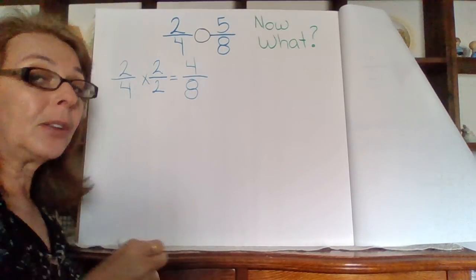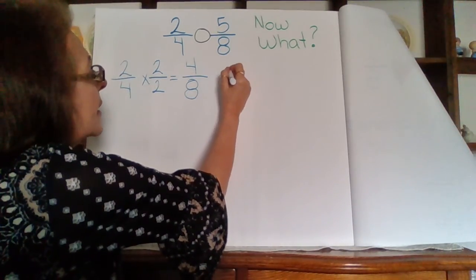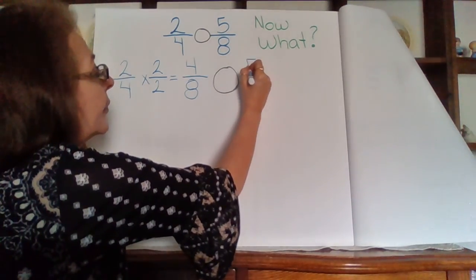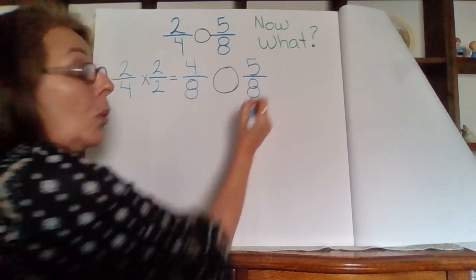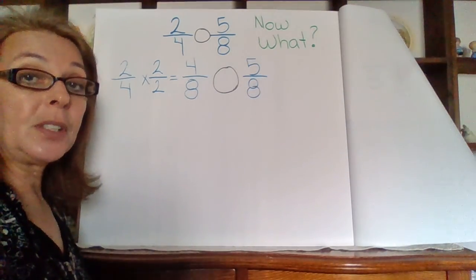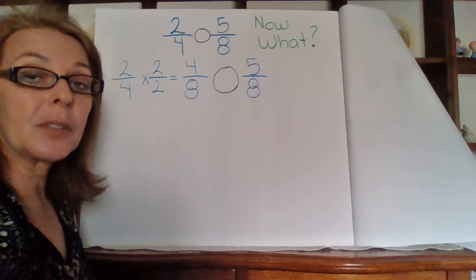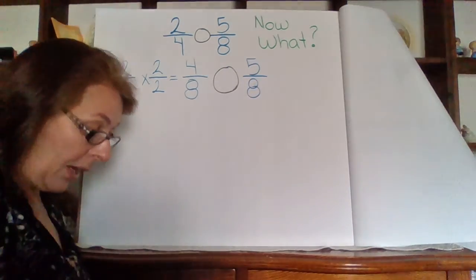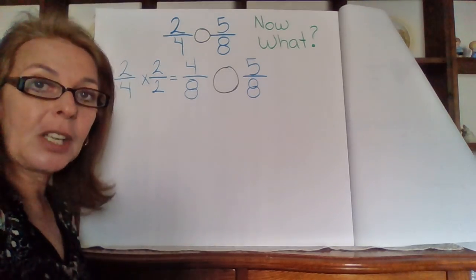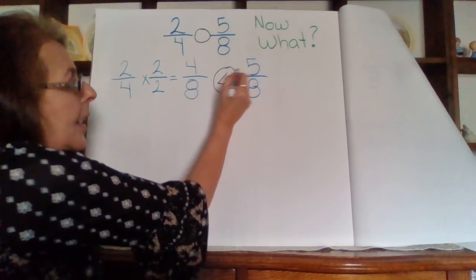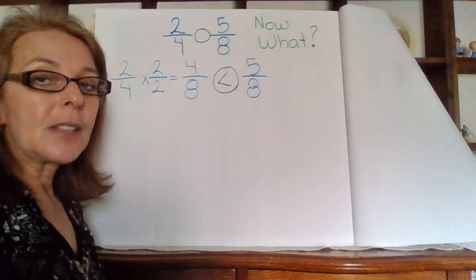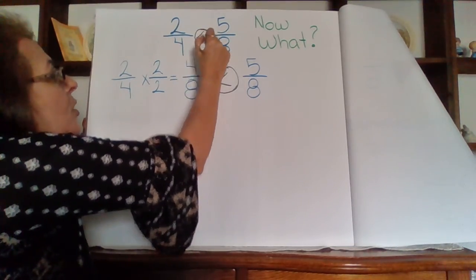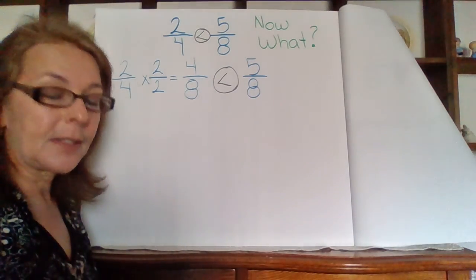Now, can I compare 4/8 to my 5/8? Well, I can go back to that conclusion that we drew about common denominators. Remember, common denominators, the bigger the numerator, the bigger the fraction. I have more parts shaded in. So I can say that 4/8 is less than 5/8, or up here, since 4/8 is equivalent to 2/4, 2/4 is less than 5/8.